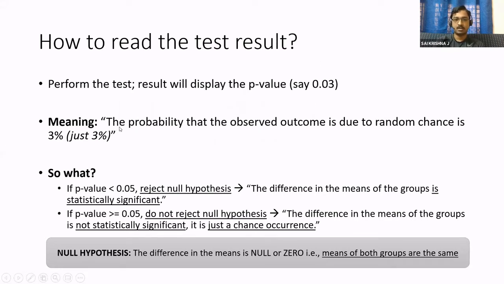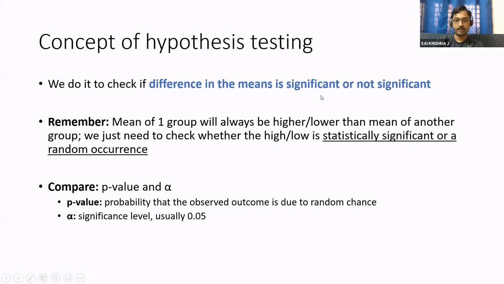The meaning is that the probability that the observed outcome is due to random chance is 3%, or you can call it just 3%. Why do I say just 3%? Because this 0.03 p-value, we have to compare it with the alpha value. You have to compare the p-value and the alpha. So you compare that 0.03 p-value with this alpha, that is 0.05.